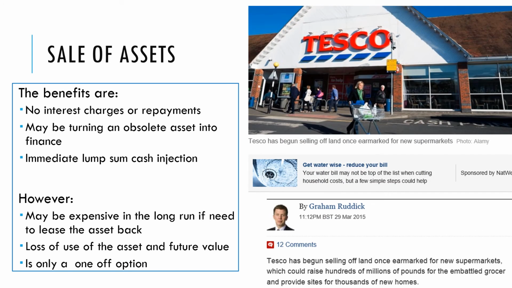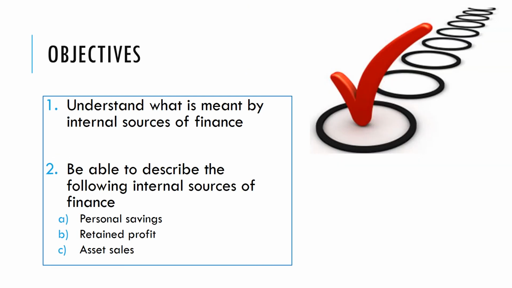So for example here, this supermarket chain, if you read at the bottom, they've been selling off some of their land that they had earmarked for new supermarkets to raise millions of pounds to provide an internal source of finance that they could then use for whatever purpose they wanted. So we've looked at internal sources of finance in this video, and in particular the three types at the bottom.